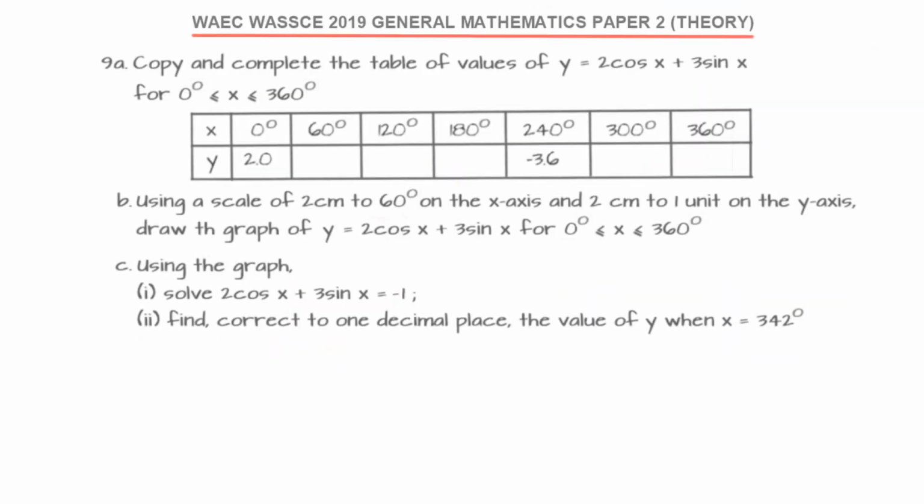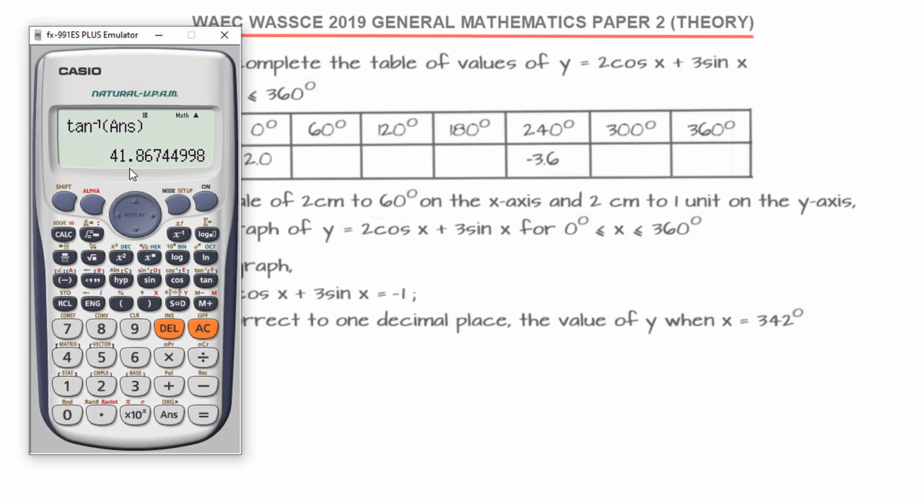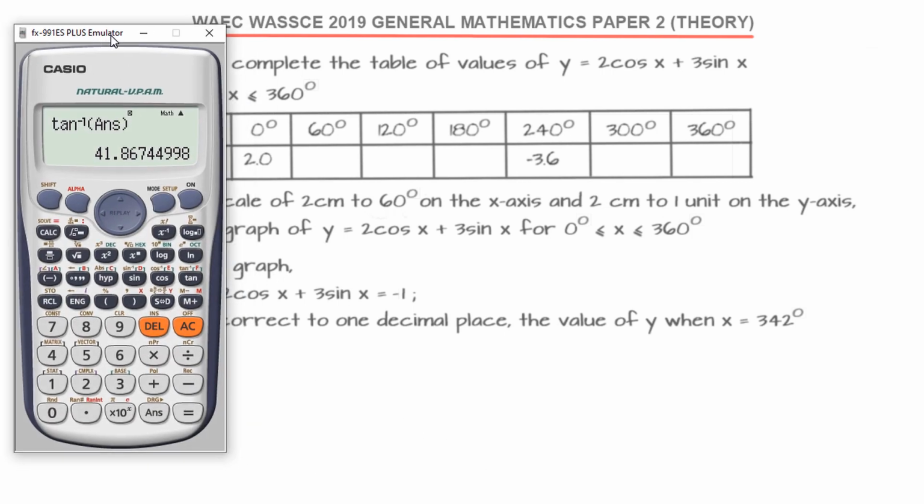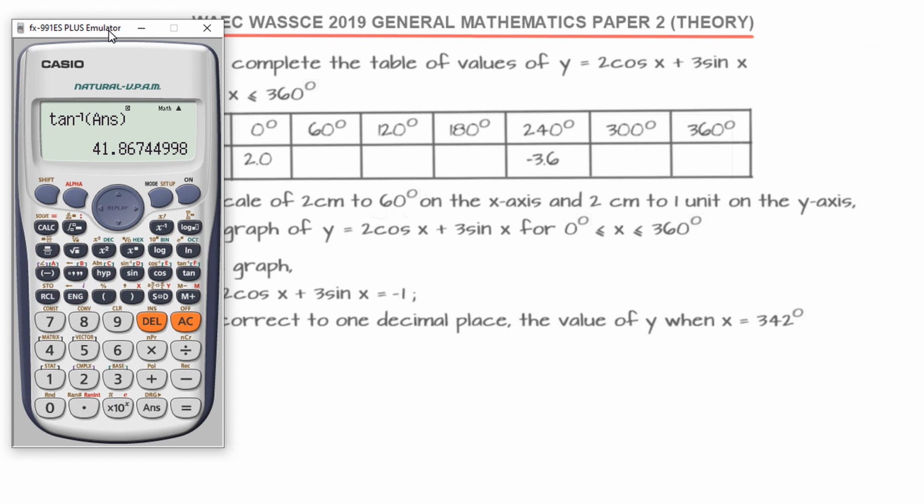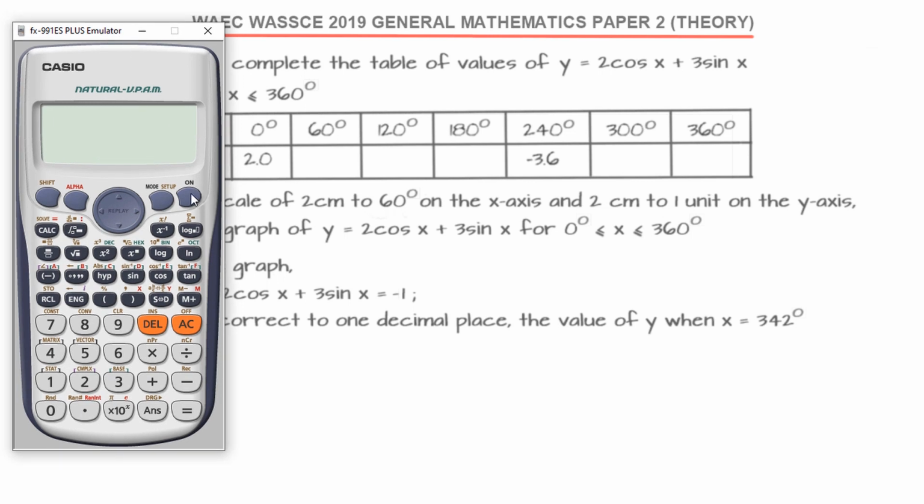There is a question on trigonometric function graph, and we're told to copy and complete the table of values for y is 2 cos x plus 3 sin x for 0 less than or equal to x less than or equal to 360 degrees. Now, you can do it piecewise to fill in the table by using the calculator. You can say you want to evaluate y.